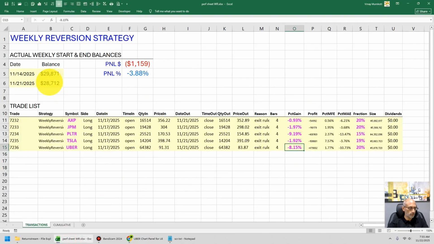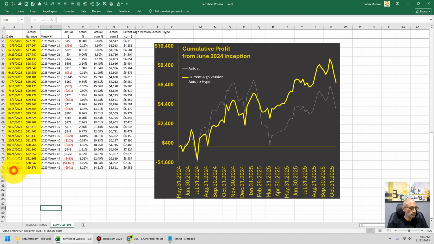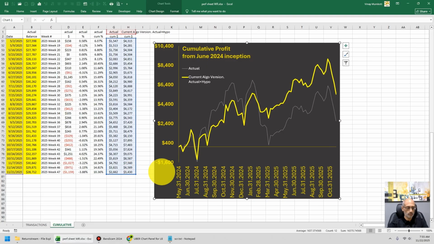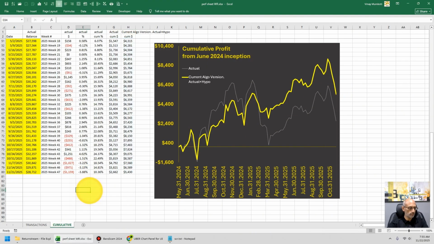And let's input the current balance into the cumulative tab. So we're in a bit of a drawdown at the moment, and yeah, this is the cumulative equity curve starting from June 2024, which is when we went live with the strategy.